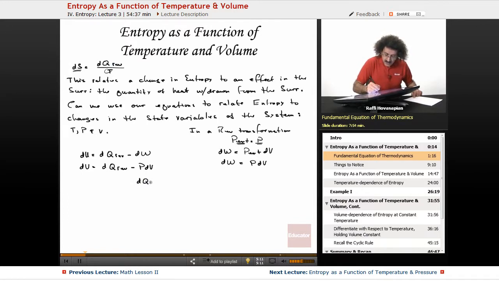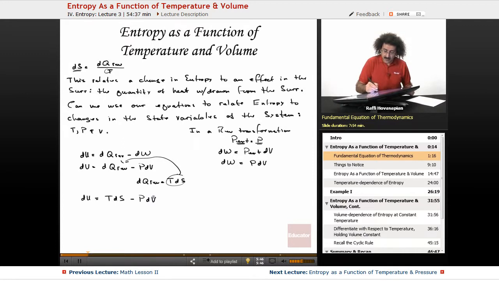I get that dq reversible is equal to T dS. So I'm just going to go ahead and put this into here, and I get the following. I get dU is equal to... that's fine, it doesn't really matter. So dU equals T dS minus P dV.